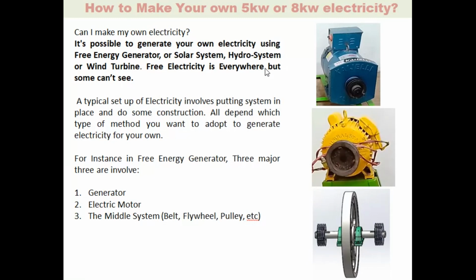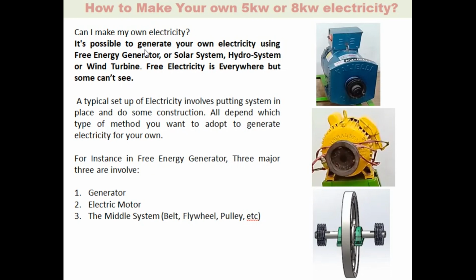But what is the difference? Why could many not do that? Because they don't know how to do it. A typical setup for electricity involves putting a system in place and doing some construction, depending on which method you want to adopt to generate electricity for your home. You can either go hydro, or solar system, or use a wind turbine or the free generator, which I've been talking about for some time.